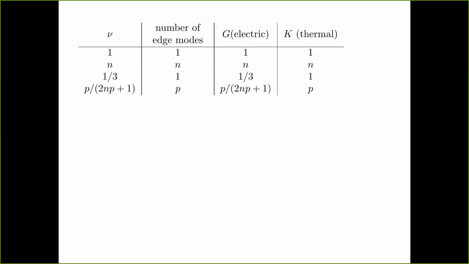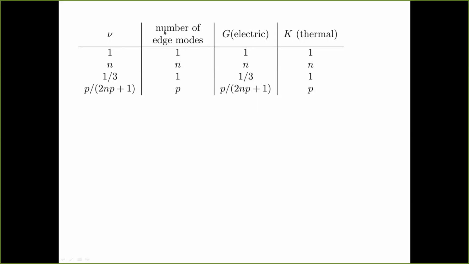Now, let me try to give some reason why it is interesting to measure both the electrical and thermal conductance. Here I made a table of various different quantum Hall states. These are labeled by their so-called filling fraction, which is just the ratio of the density to the magnetic field, made dimensionless by a flux quantum. And so we have integer quantum Hall states, nu equals 1 or an integer n, and then we can have fractional quantum Hall states like the Laughlin state, nu equals 1/3, or the Jain series, p over 2np plus 1. So these are a bunch of the different types of quantum Hall states that have been observed.